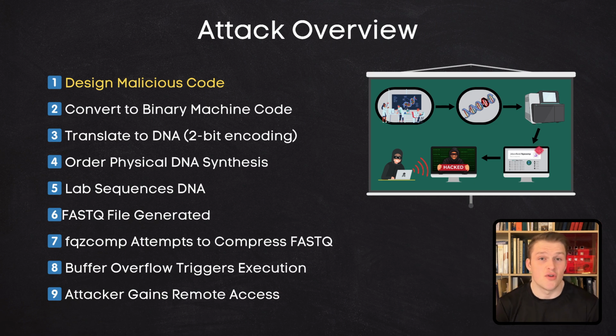The attacker creates malicious code and converts it to binary machine code. That binary is then translated into a DNA sequence using a 2-bit encoding system. The DNA sequence is sent to a commercial synthesis company which produces a physical DNA strand. A lab sequences the DNA, turning it into a digital FASTQ file. The FASTQ file is processed by the kith software, which attempts to compress it, and during compression, a buffer overflow occurs, allowing the malicious payload to execute. The system unknowingly runs the attacker's code, giving them remote access. It's like hiding a computer virus inside a biological molecule and then having the computer itself reconstruct the virus when it tries to read the molecule.